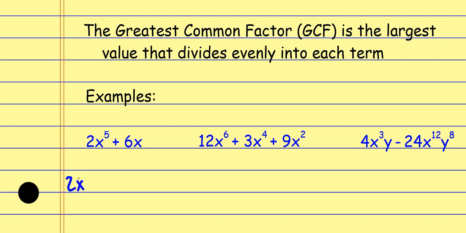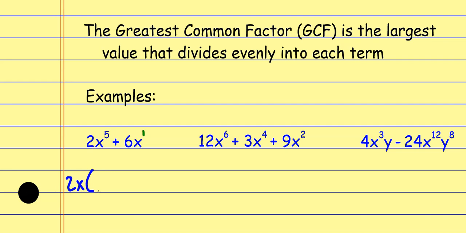Because remember, when we divide, we're actually subtracting the exponents. So think of it this way: when you see variables, think about how many x's I can take away. The first one has 5. The second one only has 1. I can only take 1 x away from each. So it's a 2x that I factor out and I divide.